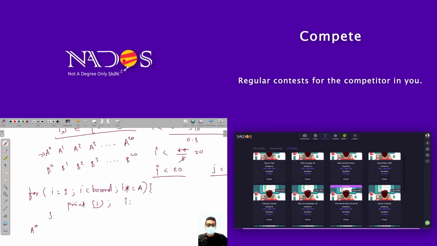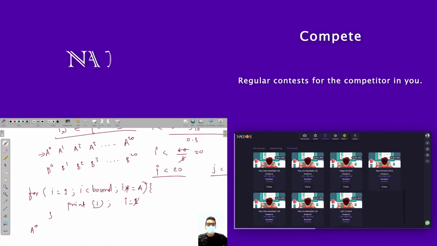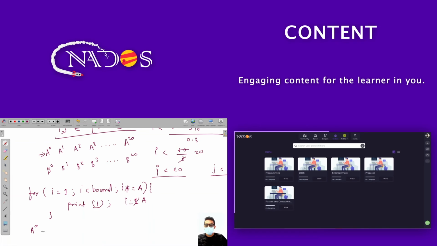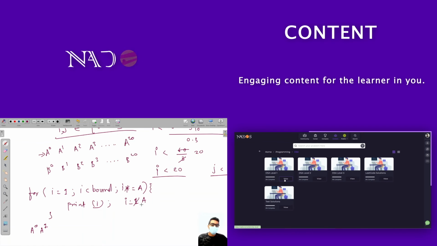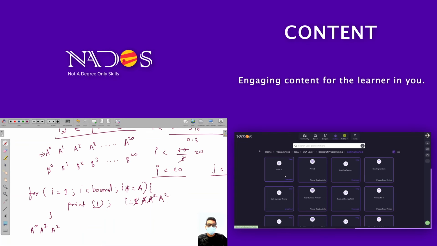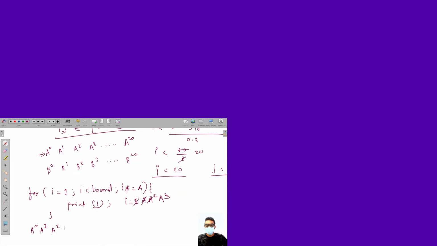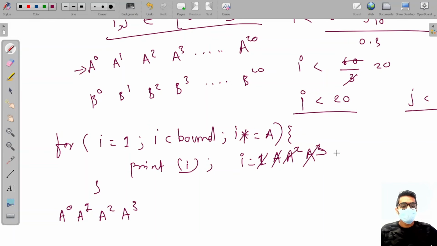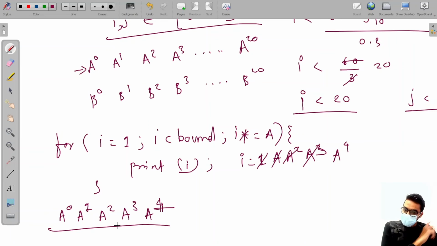Updating our i, it is firstly 1, then updating i as a. So a into a, that means a raised to 1. Updating our i, multiplying a into a, that is a square. Again multiplying a square with a, that is a cube. Printing that, updating a cube into a, that is a raised to 4. Again printing that, a raised to 4. So we can get this type of combination by using this for loop.